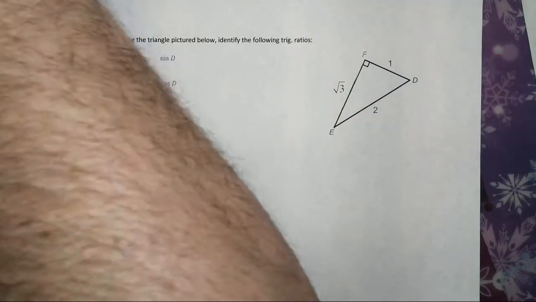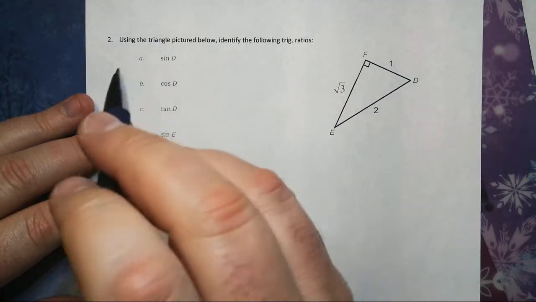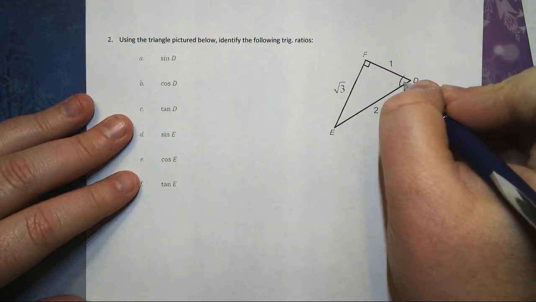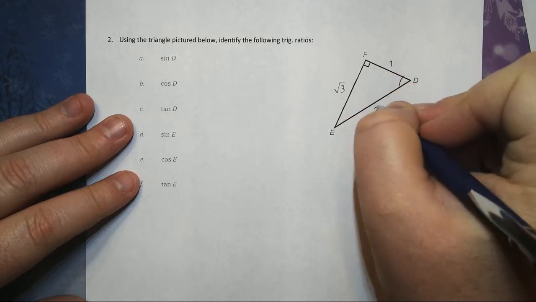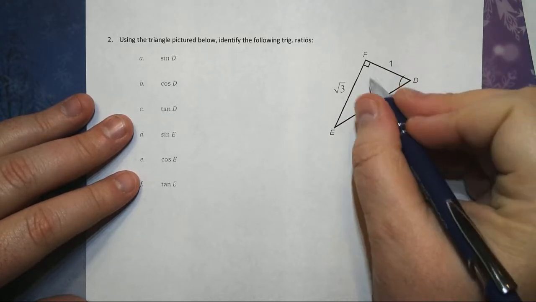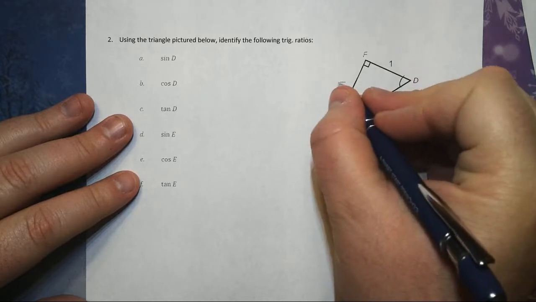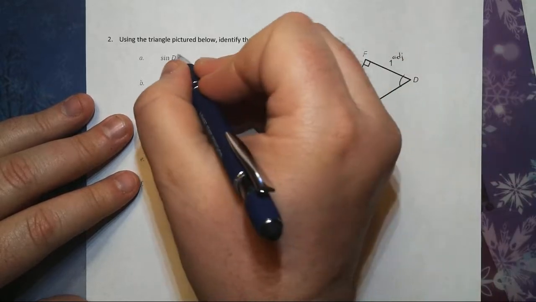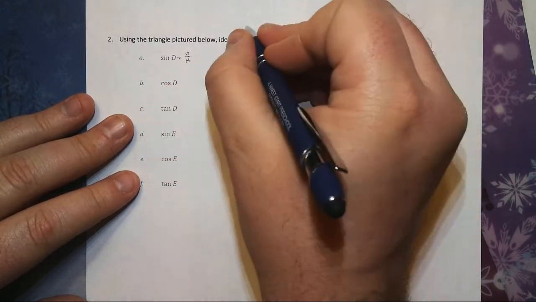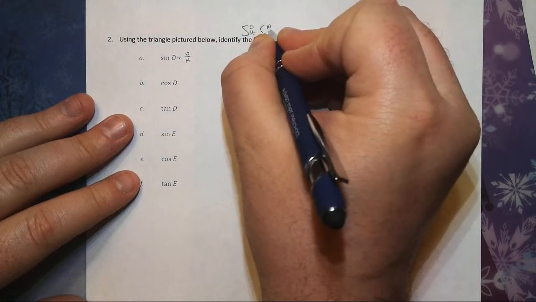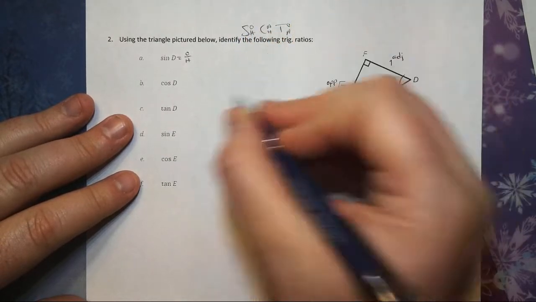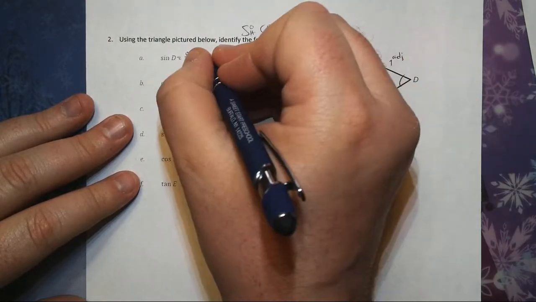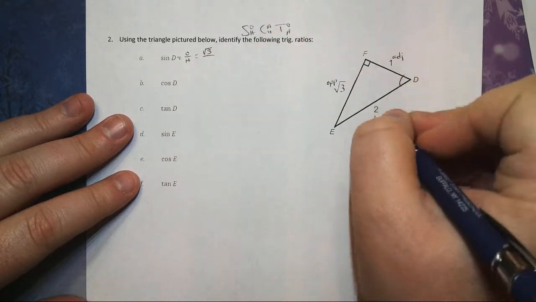Number 2, same thing. Starting with sine of D, my reference angle now is angle D. The hypotenuse, once again, is always across from the right angle. D's opposite side is radical 3, and that makes 1 the adjacent. So the sine of D is O over H, and remember again, SOH CAH TOA. The opposite of D is radical 3 over the hypotenuse, which is 2.